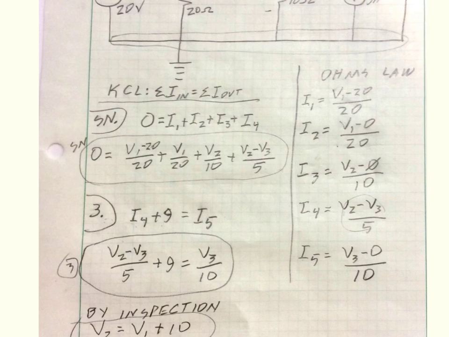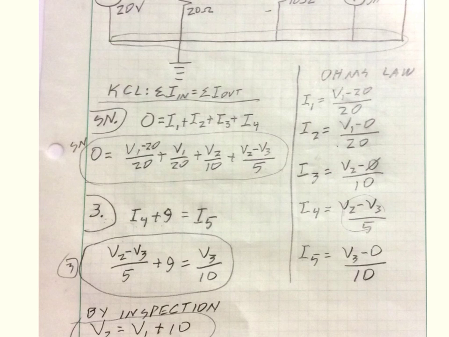Same thing for I3: the voltage across it is V2 minus 0, the resistance is 10, so we have V2 minus 0 over 10. For I4, the voltage for the current in that direction is the voltage at the left minus the voltage at the right, V2 minus V3, divided by the 5 ohm resistance. So I4 is V2 minus V3 over 5. Finally, I5 is V3 minus 0 divided by the resistance, 10 ohms. So there's my Ohm's law for I1 through I5.